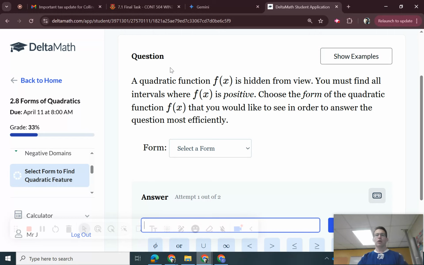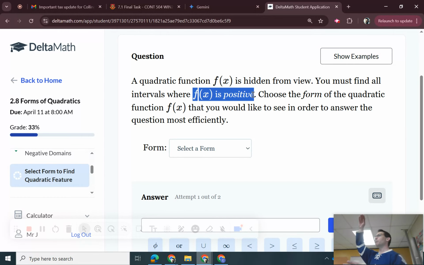So, here's how these work. We are interested in this function f of x, but we're not shown a graph. We're not even shown an equation. But we are asked to find where it's positive, meaning where it's going to be above the x-axis. And we can choose, do we want to be shown standard form, factored form, or vertex form? Which one would show us the most clearly when the function is above the x-axis? It's a quadratic. Do we want standard, factored, or vertex form?